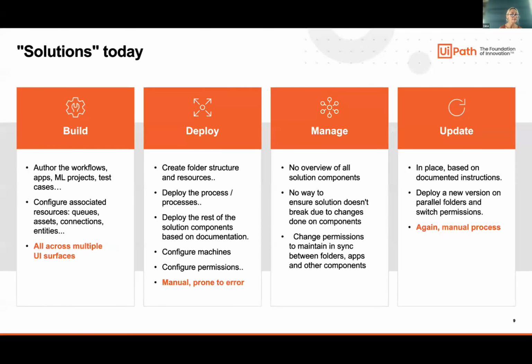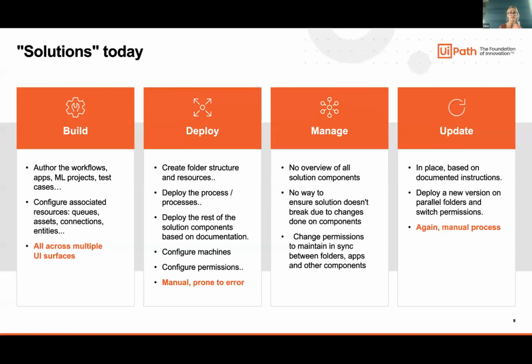And what happens is that the flow typically looks like this. So we start from build, right? And you're going to Studio, you're developing the workflows. You realize that you might need some assets or some queues. Then you go to Orchestrator to create those resources. If you're using an app, then you're going to Apps to define the UI part. Now, all of this is happening across multiple UI surfaces. It's something that could be streamlined, but this is not the part that we're going to focus on today.